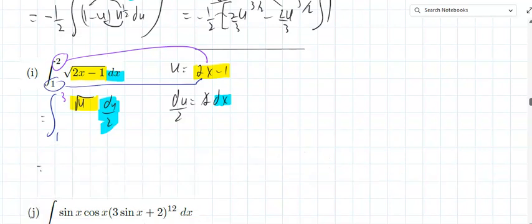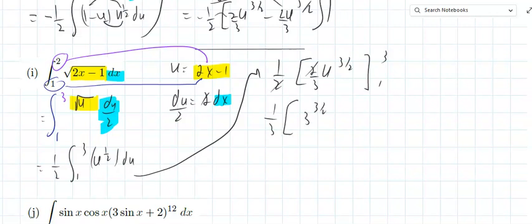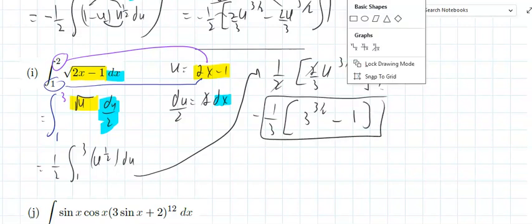You need that for second semester calculus. This is 1/2 the integral from 1 to 3 of u to the 1/2 du. And we know how to deal with that by now. Add 1 to the power. Dividing by a fraction is like multiplying by the reciprocal. The 2's cancel out. 1/3. 3 to the 3/2 minus 1 raised to any power is 1. You could write 1 to the 3/2 if you want. That's the same thing.